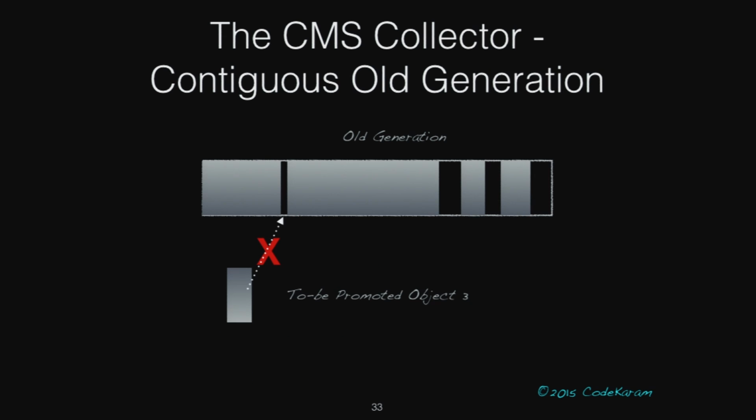Third object comes along, cannot fit in the first free space, cannot fit in the second, cannot fit in the third, cannot fit in the fourth. So what have we observed here? We have observed that although there is some free space in the old generation, our object that needs to be promoted is not able to fit in any of those free spaces, and we have just encountered a promotion failure, which will eventually lead to full GCs.